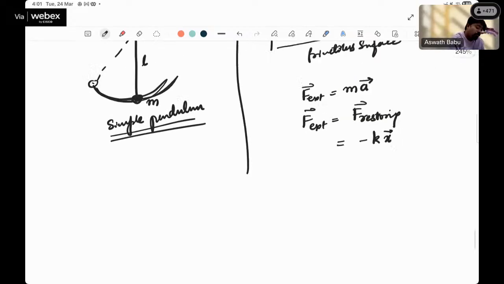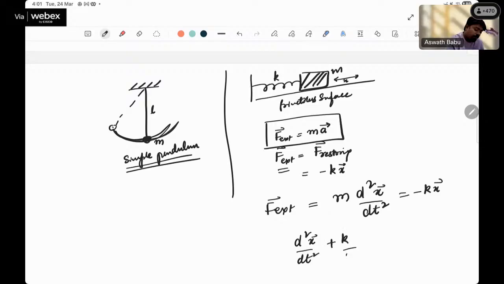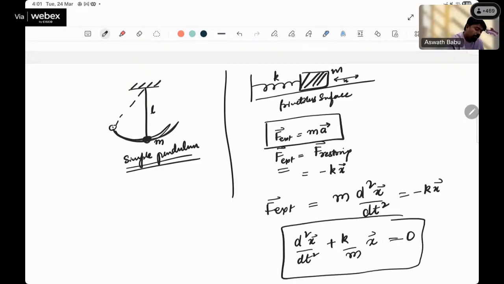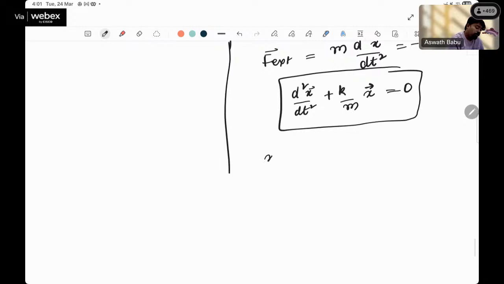For that, you are going to study the dynamical equation F is equal to ma. F is equal to ma is mass into the second order derivative of position with respect to time. You are going to get a second order differential equation. You replace F external in terms of minus kx, and what you get is a second order linear differential equation. This differential equation is going to have sinusoidal solutions, which are oscillatory.